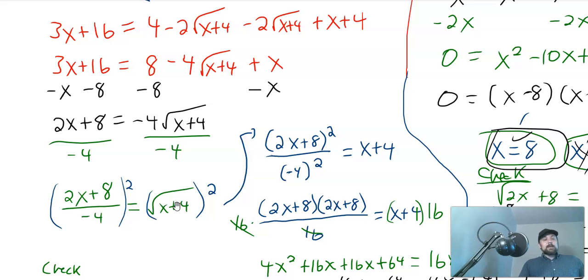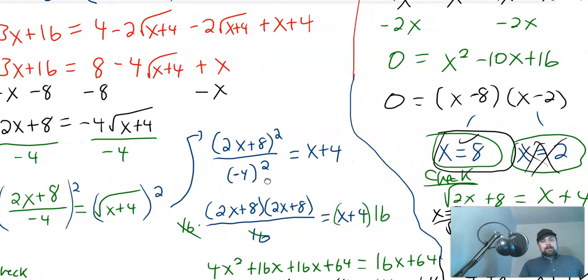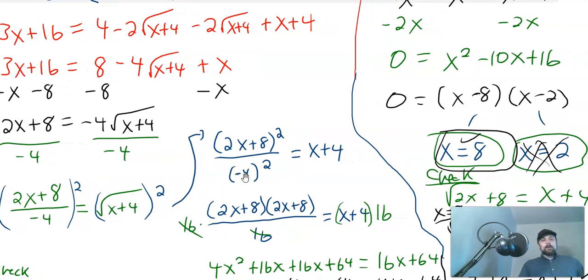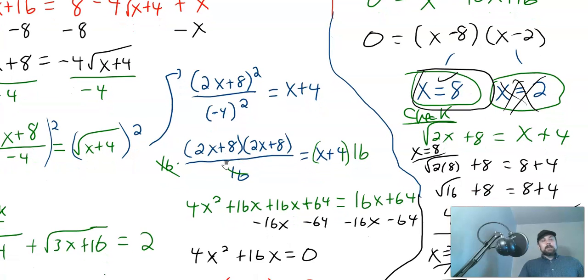Get the square root by itself, square both sides again. And so I come over here. I don't know why I did that, but I moved my work over here. When you square a fraction, you just square the top and the bottom separately. That's all I did here. And then -4 squared will be +16.